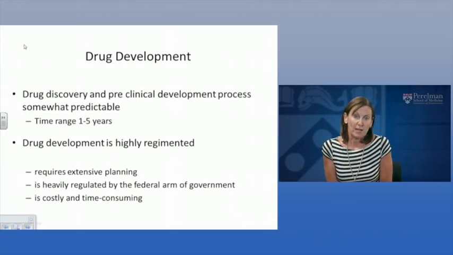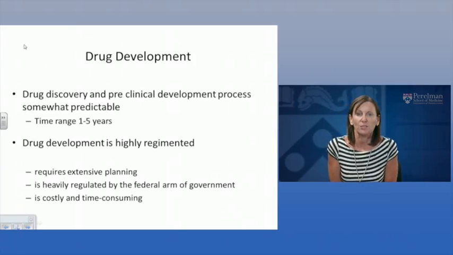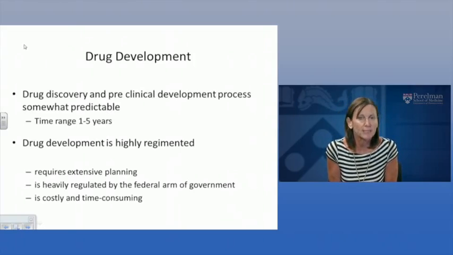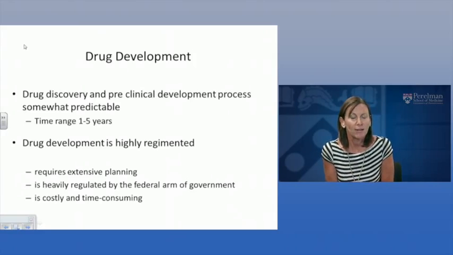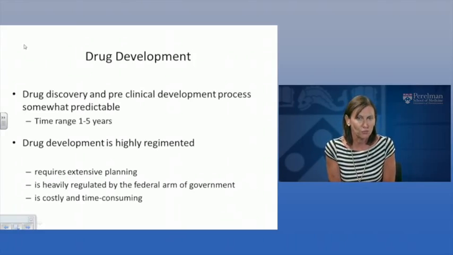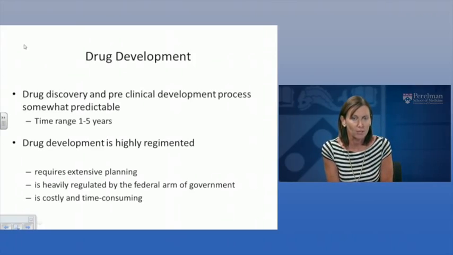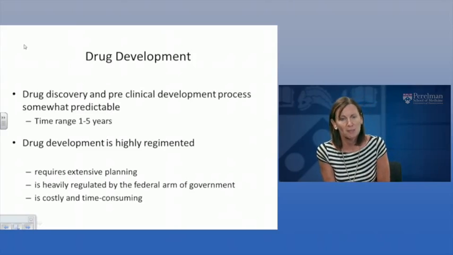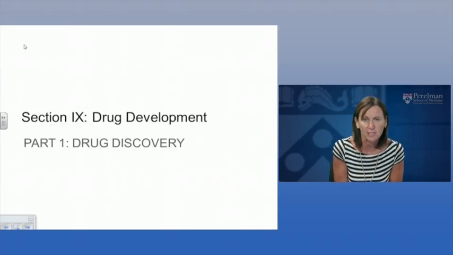The human drug development process is much more highly regimented than the preclinical development process. It requires an unbelievable degree of planning and has so many layers of regulatory requirements and complexity that are ever expanding. It's heavily regulated in the US by the Food and Drug Administration, in other countries typically by arms of the government. It's unbelievably expensive and takes a considerable length of time to actually achieve. And I think you'll get the hang of this by the time that we're done here in this section.